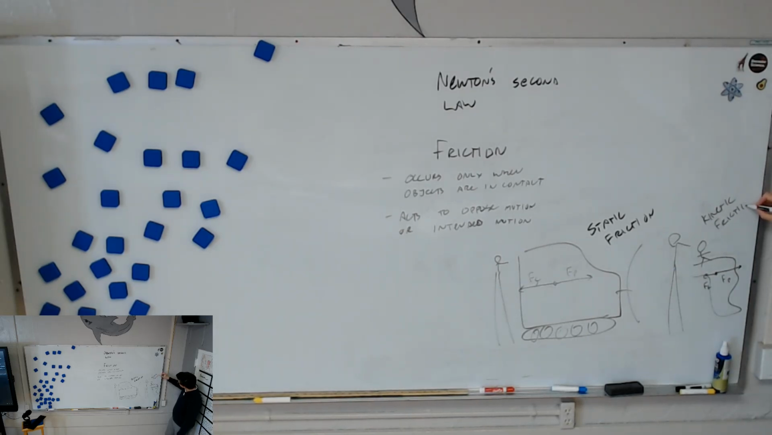And there are different kinds of kinetic friction. There's what we call sliding friction if they're sliding, and there's rolling friction if they're rolling. In this case, since it's a bike, it's rolling friction.